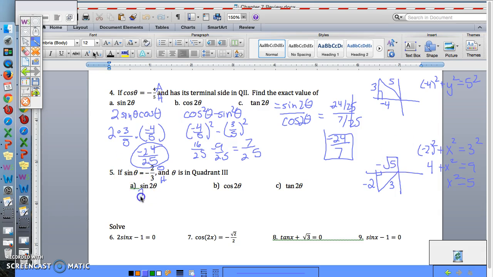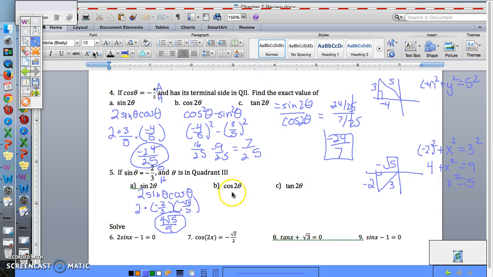So sine of 2 theta, 2 sine of theta, cosine theta. So 2, our sine is negative 2/3. Cosine is adjacent over hypotenuse, negative root 5 over 3. Multiply across, so it's going to be positive 4 root 5 over 9.